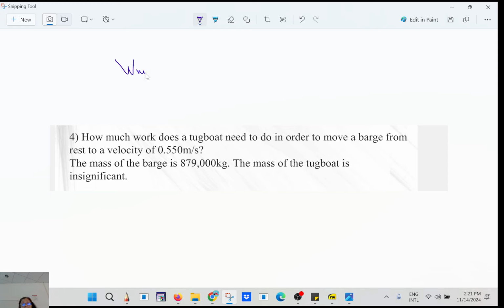So the net work done on the boat, that could be the engine force minus resistance from the water, so friction from the water, equals the change in kinetic energy, right? So it's going to be 0.5 times the mass times the final speed, so 0.55 squared minus rest, so we have to put a 0 here. You go from inside out, so 0.55 squared, enter, times 879,000, enter, times 0.5, enter, and I screwed up, so I don't know.